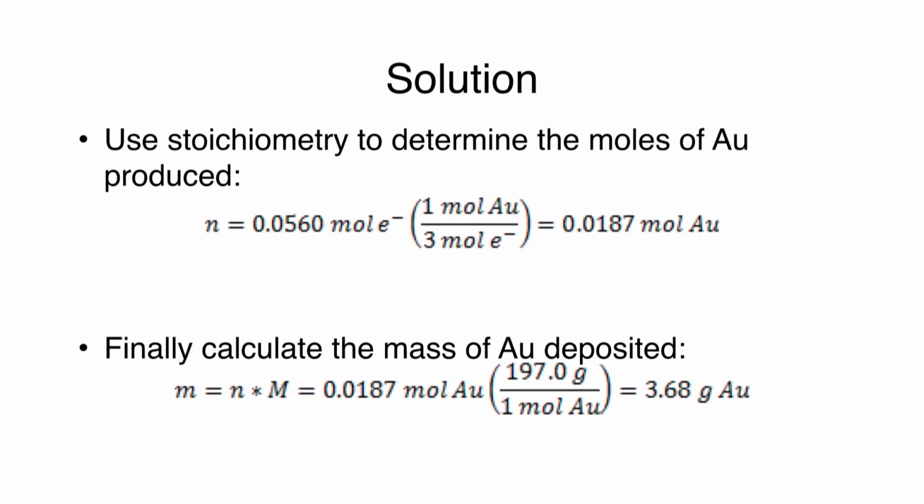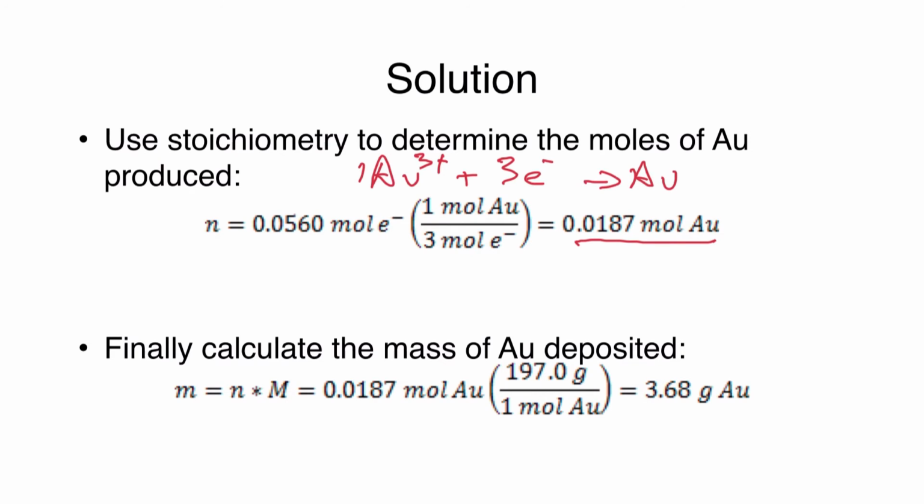Now, final steps, I should say, use stoichiometry to figure out the number of moles of gold that I produced. If you remember the half reaction that I alluded to earlier, I had gold 3+ ions being converted to gold atoms. To do that, I have to gain 3 electrons, which means that for every 1 gold ion that I have, I require 3 electrons. So if I have 0.0560 moles of electrons, the ratio of gold to electrons is 1 to 3. So I should have a third as many moles of gold, 0.0187.